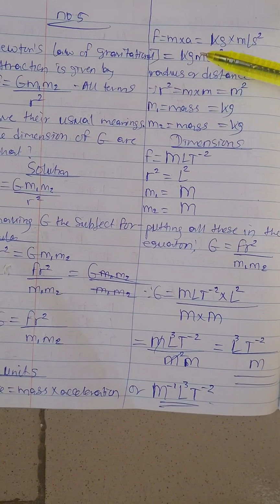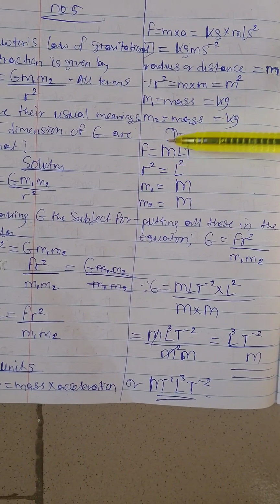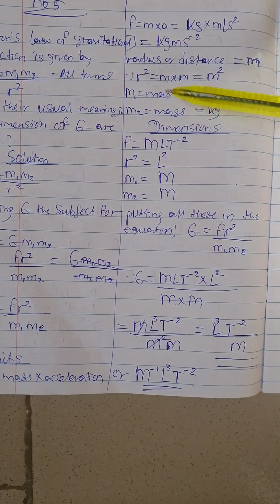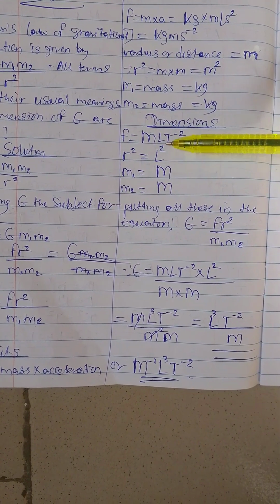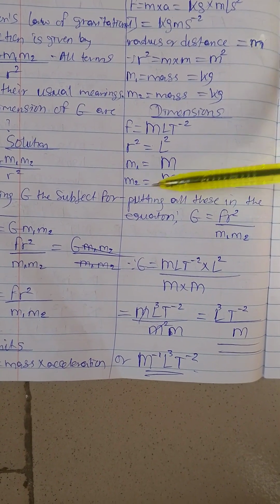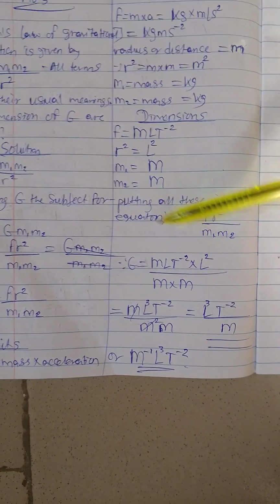Now dimension for force is what? Kilogram, mass is capital M, meter is capital L, second is T raised to power minus 2. And we have here dimension for radius, which r squared is L squared. Now, dimension for m1 is capital M. The dimension for m2 is capital M. So therefore, put all these values in this equation.